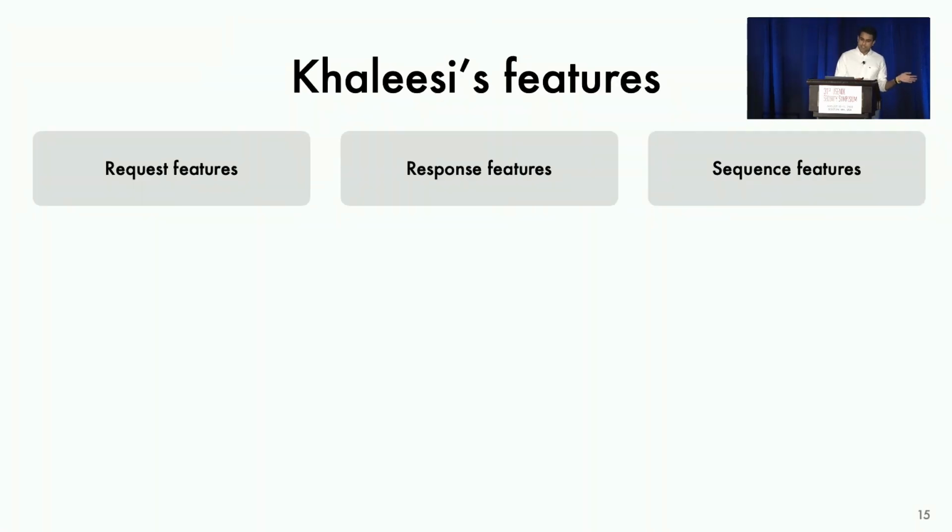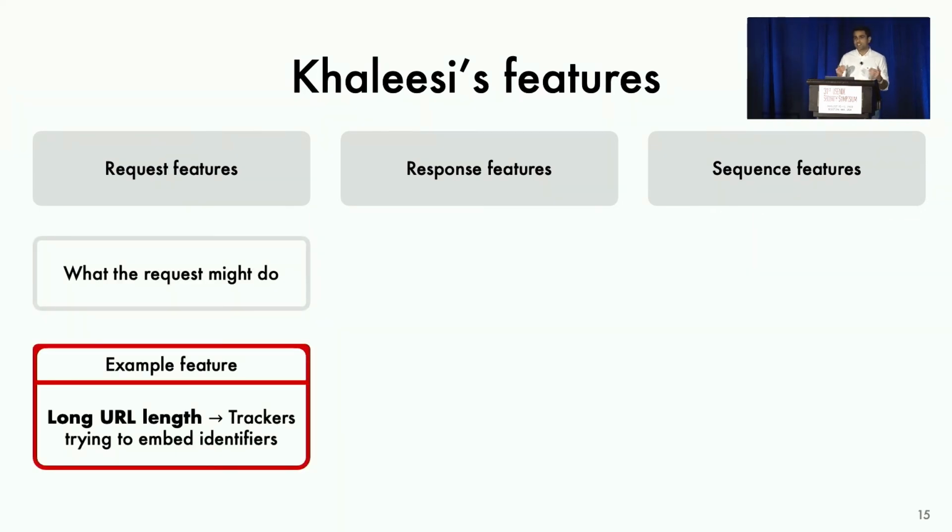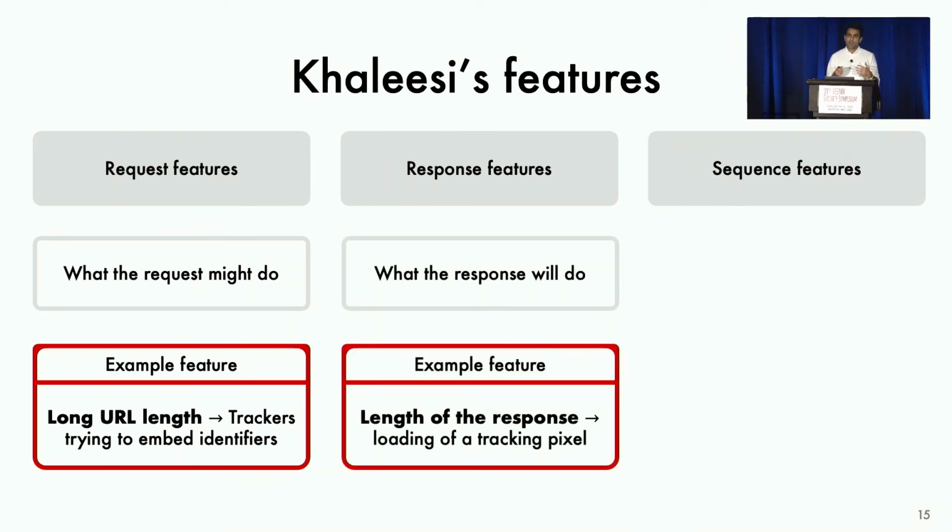So after we organize these chains, we extract request, response, and sequential features. With request features, our intention is to capture properties that can tell us what the request might do. For example, by capturing the URL length, we can identify the scenarios where trackers are trying to exfiltrate data by embedding it in the URLs. So if there are a lot of identifiers embedded, the URL would be longer. With response features, our intention is to capture properties that can tell us what the response will do if we let it execute. In that case, the length of the response, for example, can indicate if a tracking pixel is loaded.